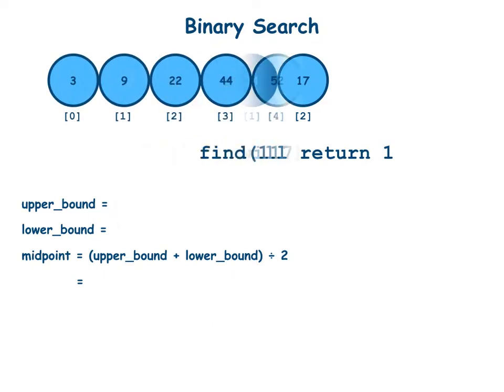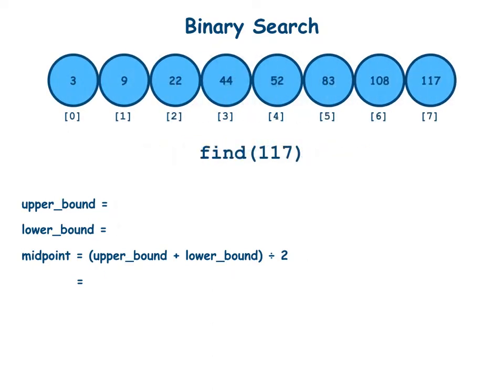Now, let's try this again on a new array. Here's my array. It has 8 numbers in it, and I'm searching for the number 117. So first step, we need to determine the middle index. Will it be 3? Will it be 4? Well, the upper bound is 7. The lower bound is 0. Add those two together and divide by 2. Keep in mind we're doing integer division, not precise division. When you do integer division, 7 divided by 2 will give you 3. So 3 will be the midpoint.